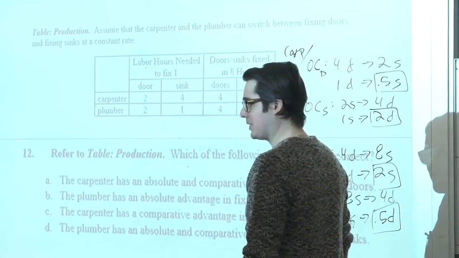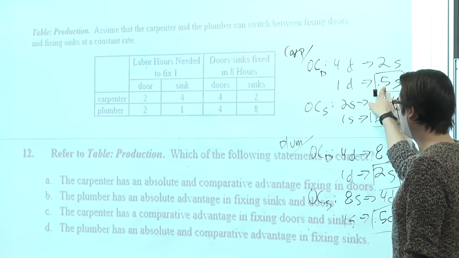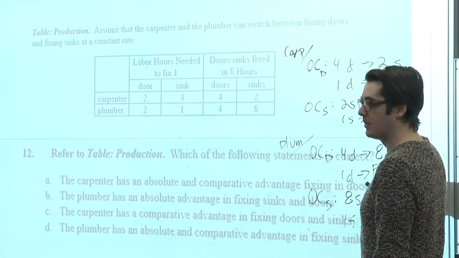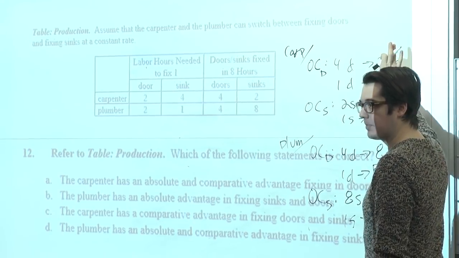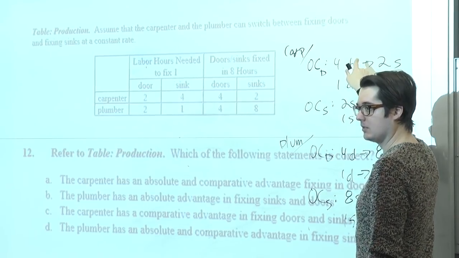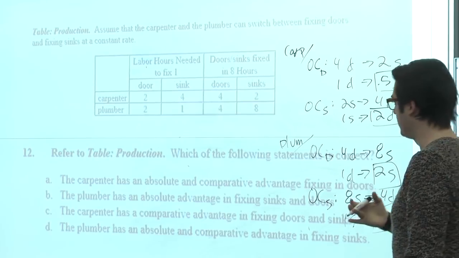Yeah, I mean, it's kind of obvious with the names, right? But we can also look at the opportunity cost. It's 0.5, right? He only has to give up 0.5 sinks, whereas the plumber has to give up 2 sinks, right? So it is cheaper for the carpenter to produce doors. So he has the lower opportunity cost, so he has a comparative advantage.